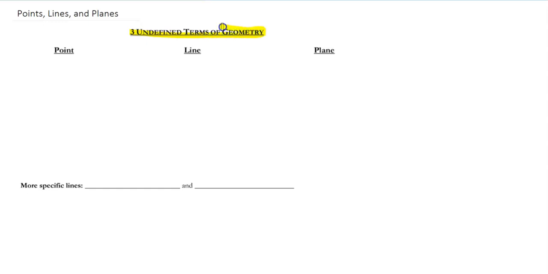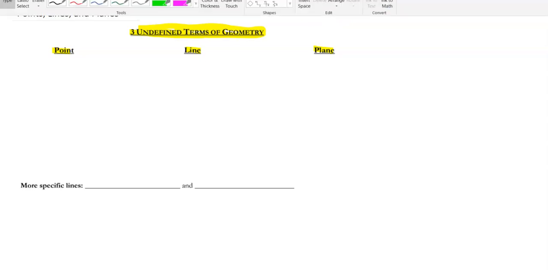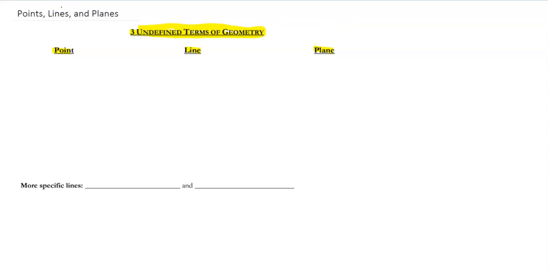What does that mean? There are three terms that you have to just accept in geometry to be true. Okay, and those three terms are point, line, and plane. So everything in geometry is made up with those, and those don't really have definitions. I'll try and explain what it is, but there's not a definition for those words because they use each other to kind of explain themselves.